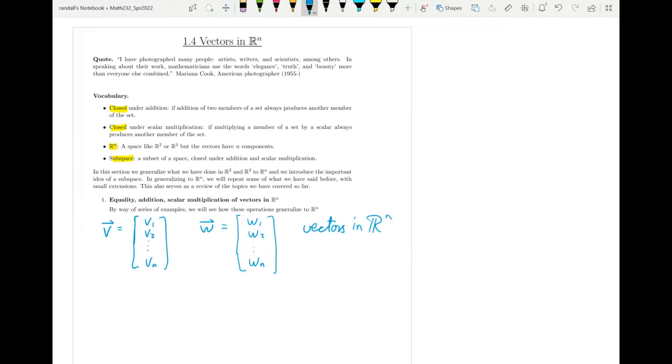Now, the notion of equality is exactly as we've seen for R2 and R3. We say that v is equal to w as vectors if and only if all these components are the same. So v1 is w1, v2 is w2, etc., all the way up to the last component, vn and wn. So we recognize equality between vectors when we see that they have the same components.